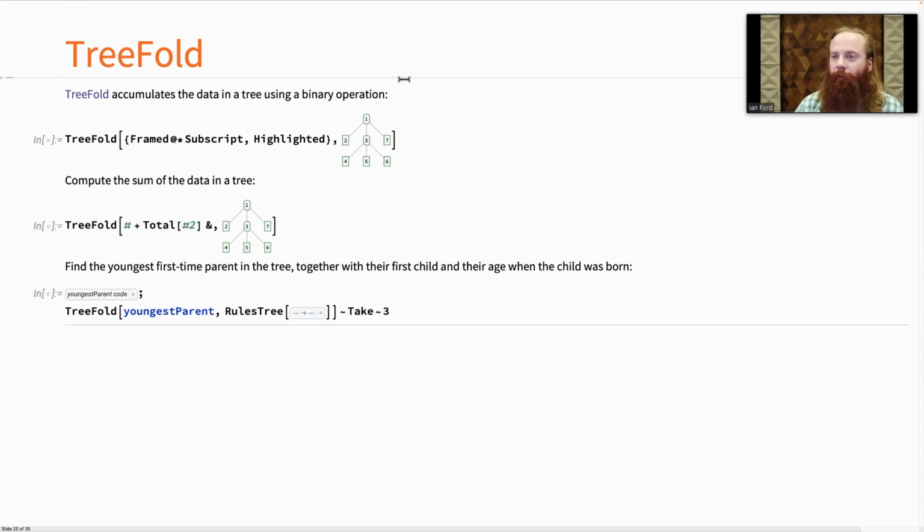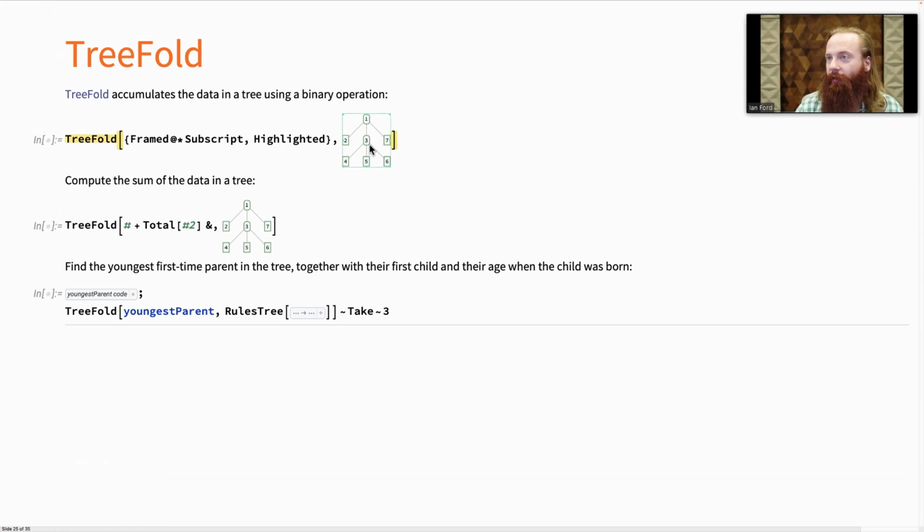Moving on to more advanced computations that you can perform on trees. The simplest one of these functions is tree fold. So like we had expression tree that constructs a tree given built-in rules, we also had nest tree that you can give custom rules. So tree fold is the thing that you can give custom rules and have it accumulate the data in a tree. So let's look at an example of that.